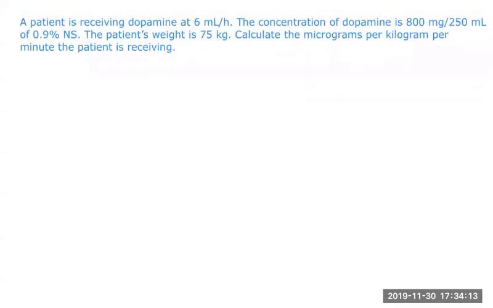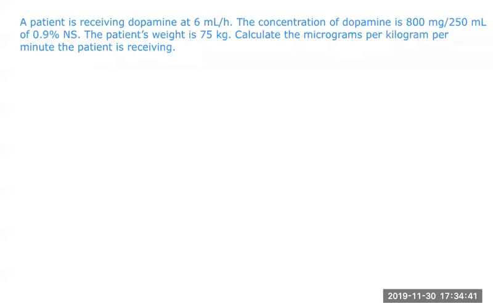So in this problem, we have a patient who is receiving dopamine at 6 milliliters per hour. We have that our concentration of dopamine is 800 milligrams per 250 milliliters. We have the patient's weight at 75 kilograms. What we want is to calculate the micrograms per kilogram per minute that the patient is receiving.